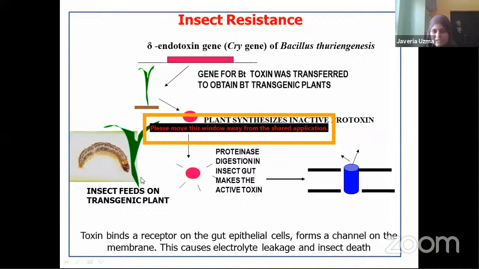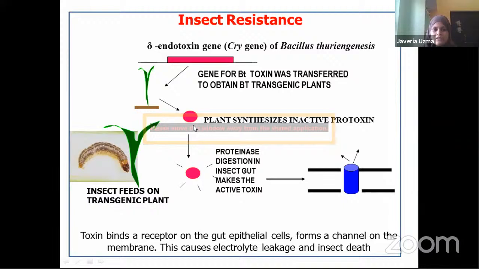ultimately causing the death of the insect. So because this toxin is inactive in plants, it will not cause any harm to the plant, but it will harm only the insect. That's why Bt cotton is not at all causing any damage to the plant ecosystem. It is only causing damage to the insect which is attacking it.